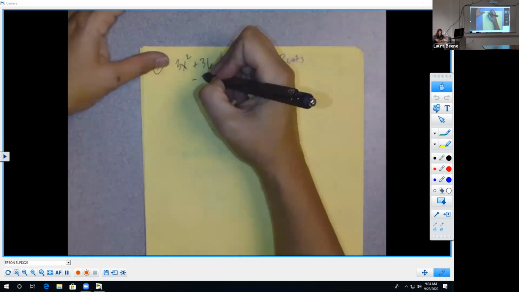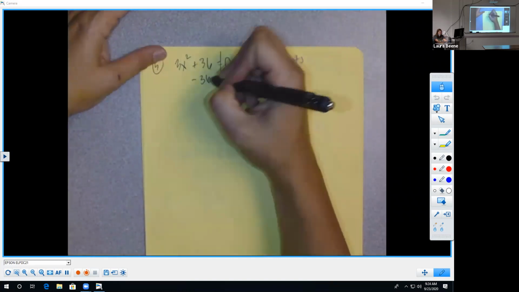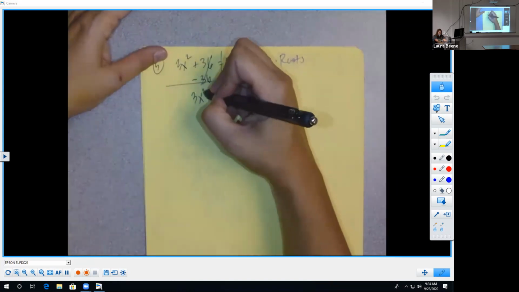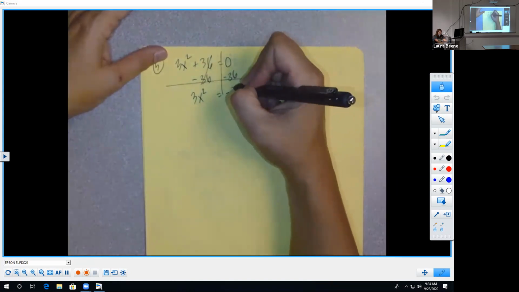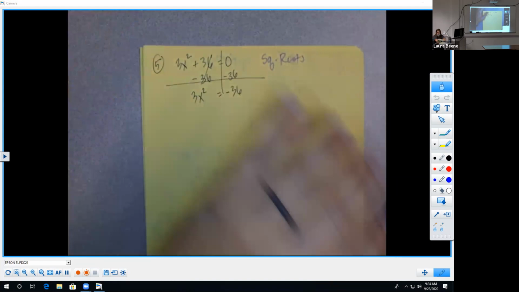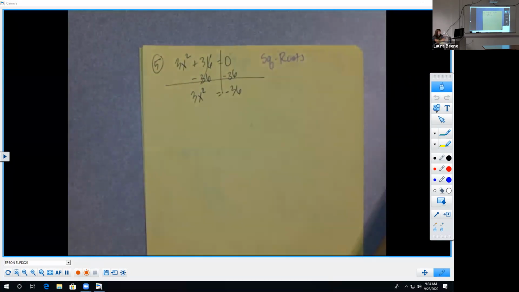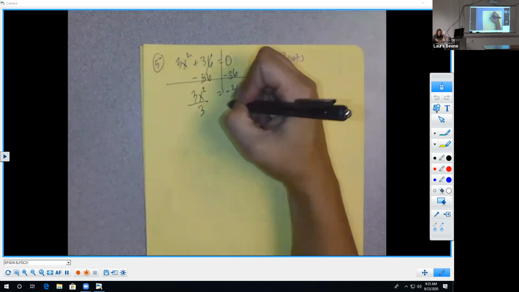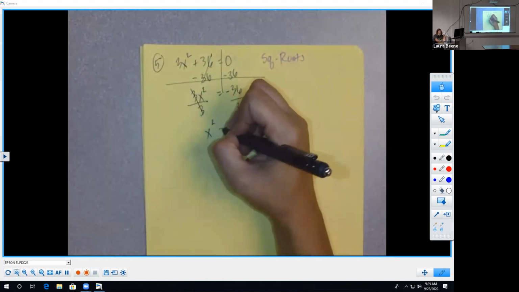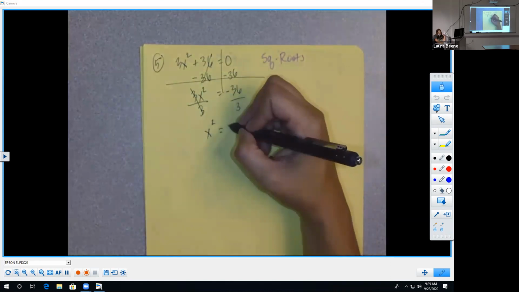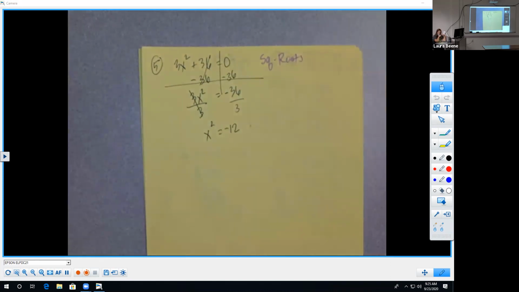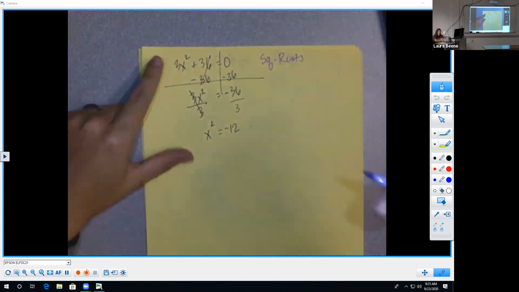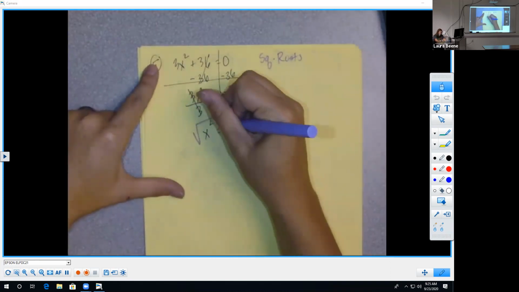The 36. Subtract 36 from both sides. And we get 3x² = 0 - 36, which is negative 36. What's your next step for solving for x? Divide by 3. And so I get x² = negative 36 divided by 3, which is negative 12. Okay, so now what am I going to do to solve for x? Square root both sides. Don't forget your plus or minus.